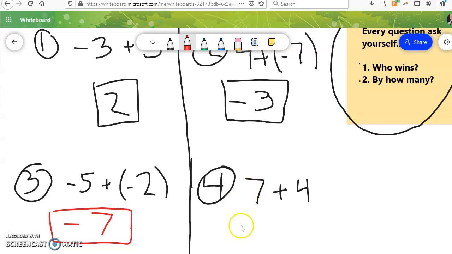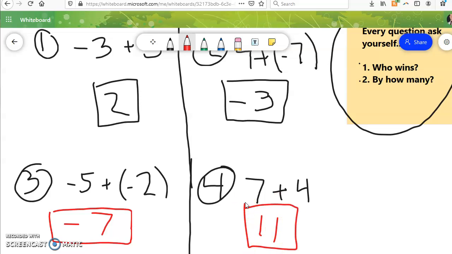Good. And then this would be a more elementary example, but same thing of who wins here. Well, there are no negatives. I see 7 plus 4, so there's no negatives who showed up to the game at all, and so the positive team definitely won. And by how many? They won by 7 plus 4, which is 11.